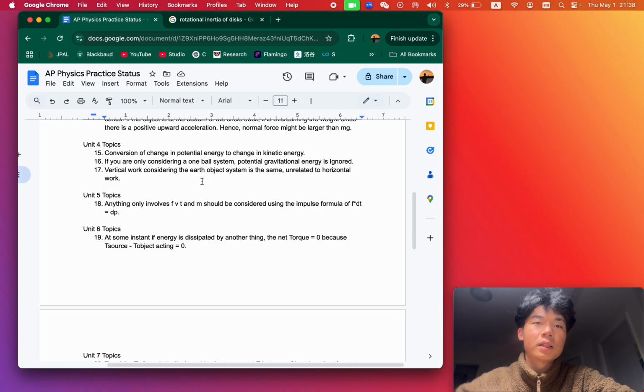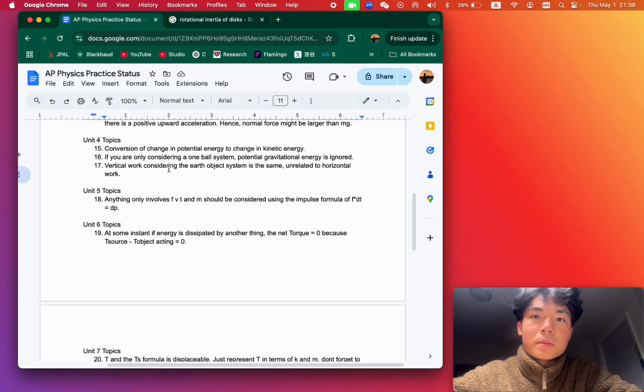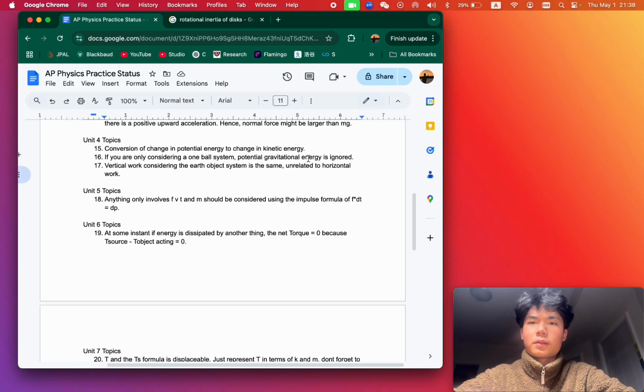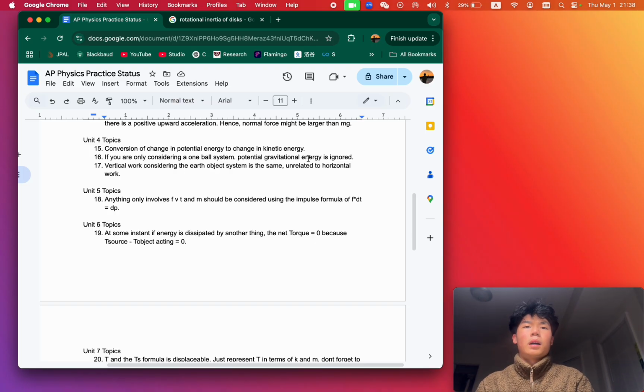Okay, so number 16. If you only consider a one-ball system, potential gravitational energy is ignored. Beware of the system, since these are names in English. So if there is only one ball in the system, potential gravitational energy is ignored. Likewise with other things: if you don't consider something, you have to think of the source of energy, and you want to ignore those.